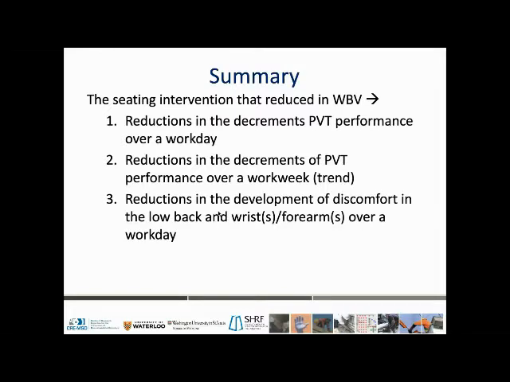And there was also a reduction in the development of discomfort in the low back and wrist and forearms over a workday. So today's take-home message from the study is that there were benefits to further reducing whole body vibration below the exposure action value.